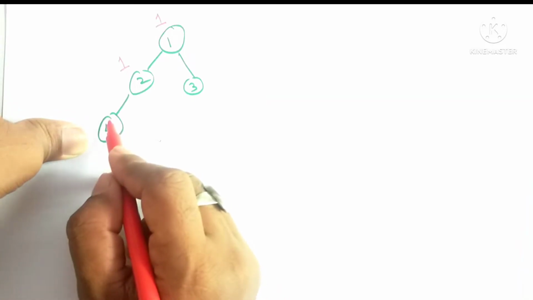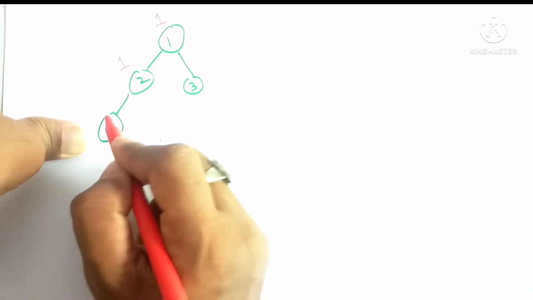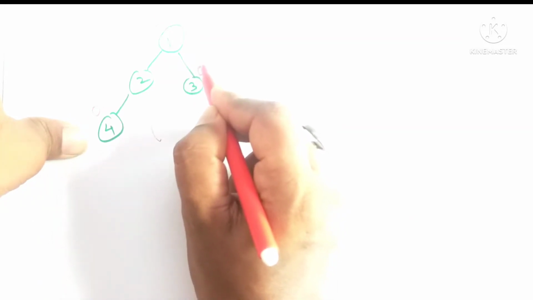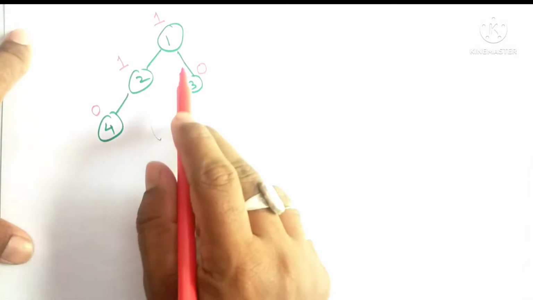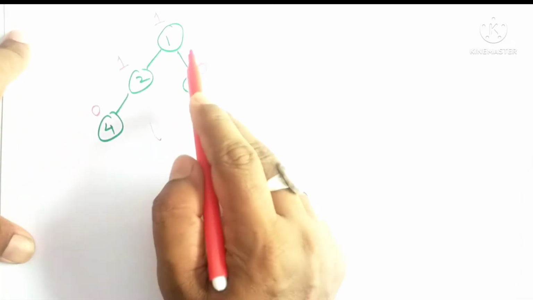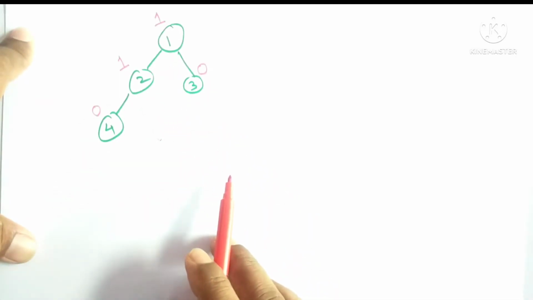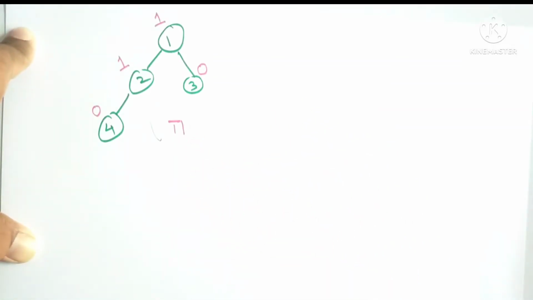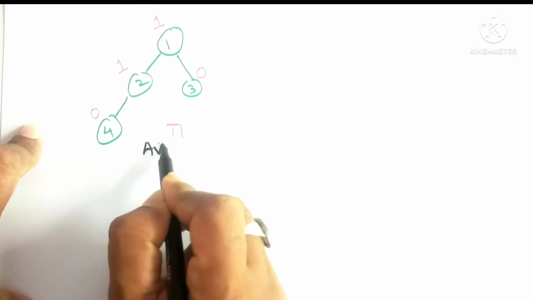And 4 is a leaf node, and 3 is also a leaf node. So there is no left subtree and no right subtree, so 0 minus 0 is 0. Similarly, 3 is a leaf node, its balance factor is 0. Now, this tree is called an AVL tree because each node has a balance factor between -1 to +1 through 0. Let me draw one more tree, so I can say that this is an AVL tree.